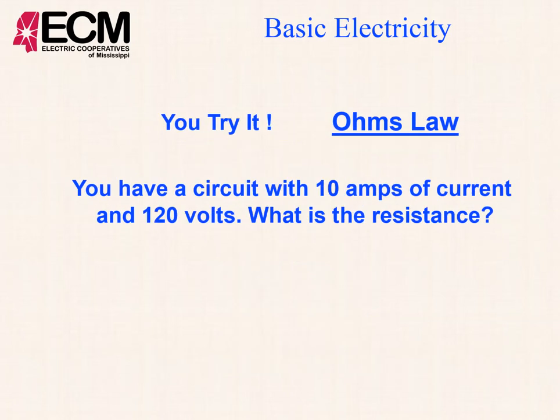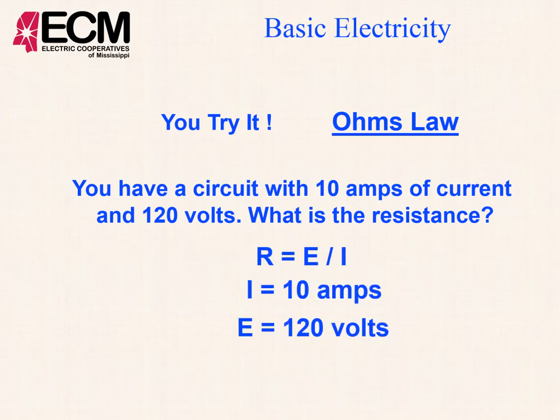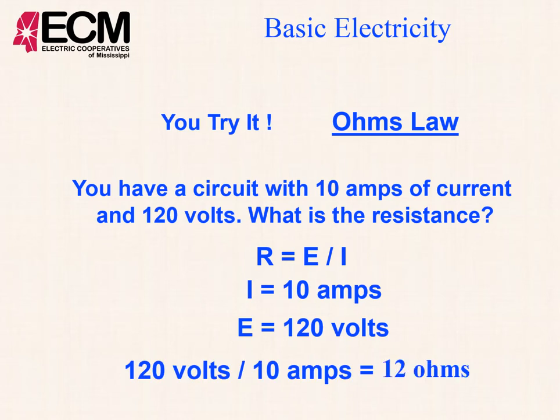Next slide. So we have another simple circuit. You have a circuit of 10 amps of current and 120 volts. So what is the resistance? A little different here because we're missing one on the bottom. So we're going to take our current and divide it into our voltage and find out what our resistance is. We'll take our 10 amps and divide that into our voltage of 120 volts, and we will come up with 12 ohms of resistance.